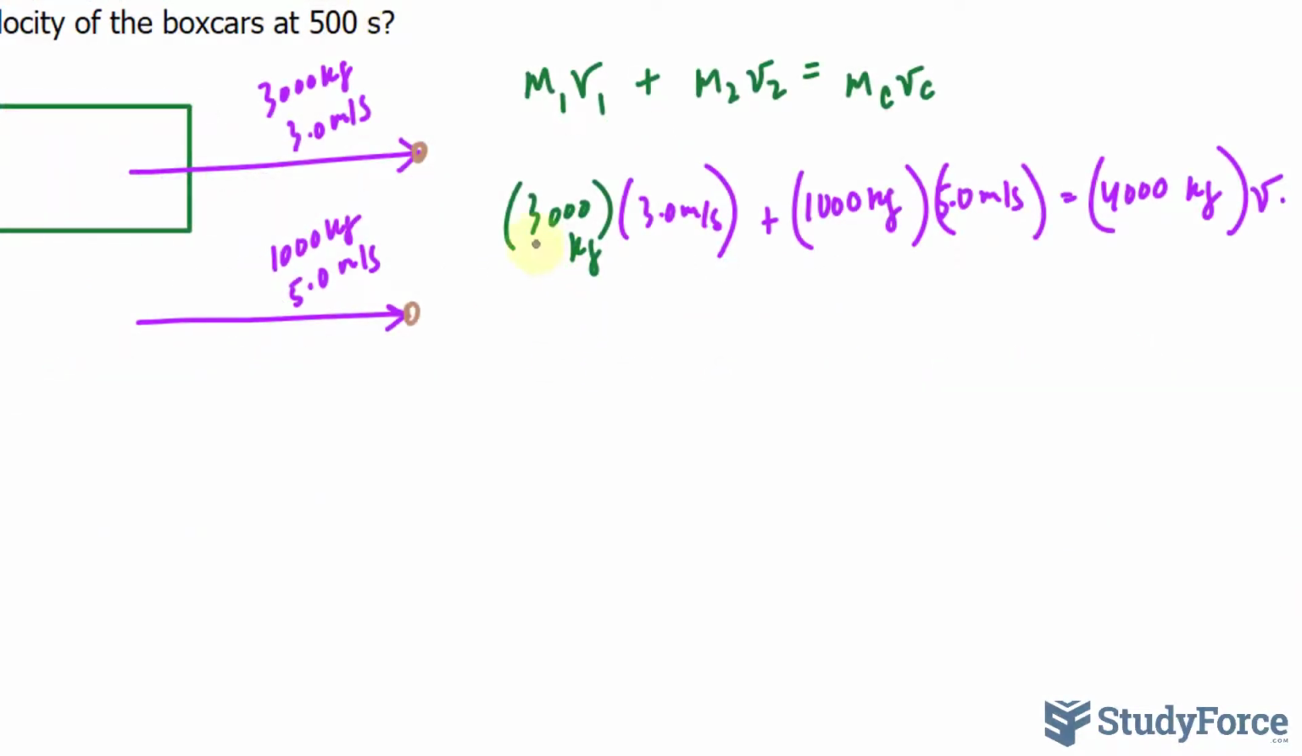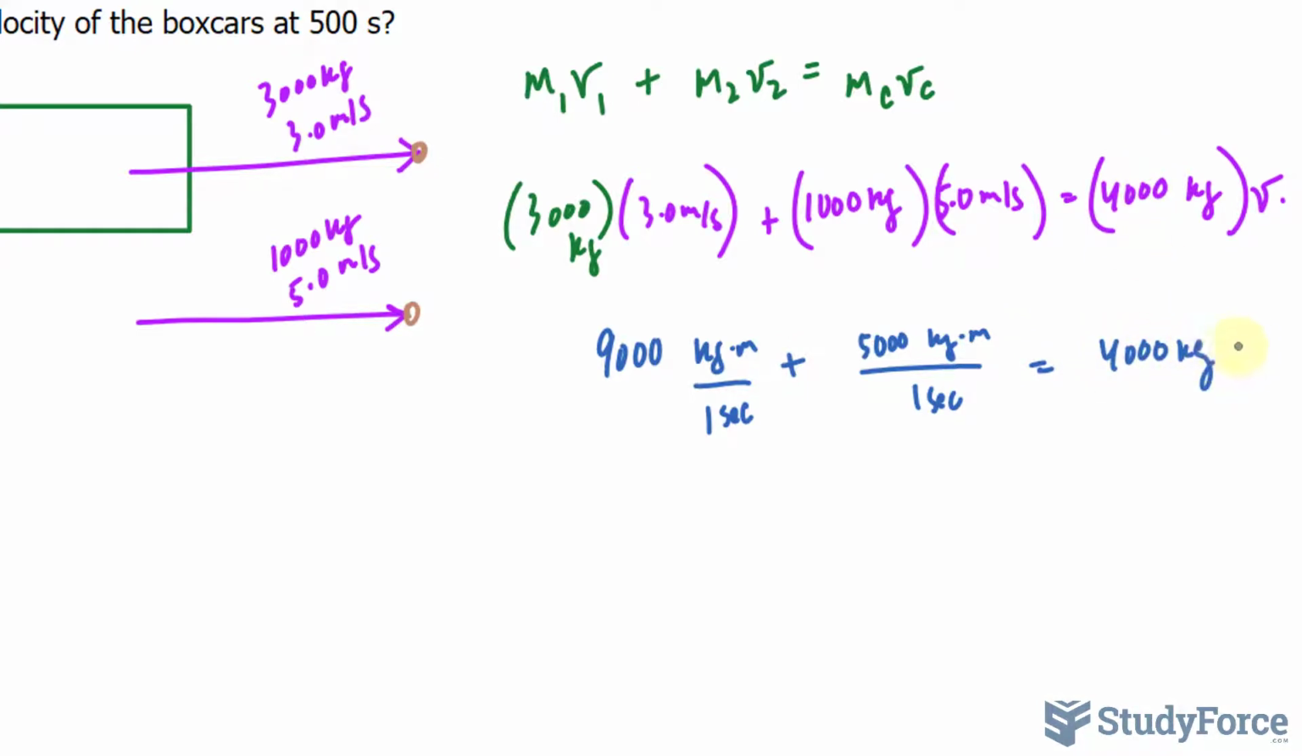Next, let's calculate this. This equals 9,000 kilograms times meters per 1 second. That equals 5,000 kilograms times meters per 1 second. We'll add those up in a moment. And that is 4,000 kilograms times V. Combining these two is 14,000 kilograms times meters per second. And on the right side, we have 4,000 kilograms times V.